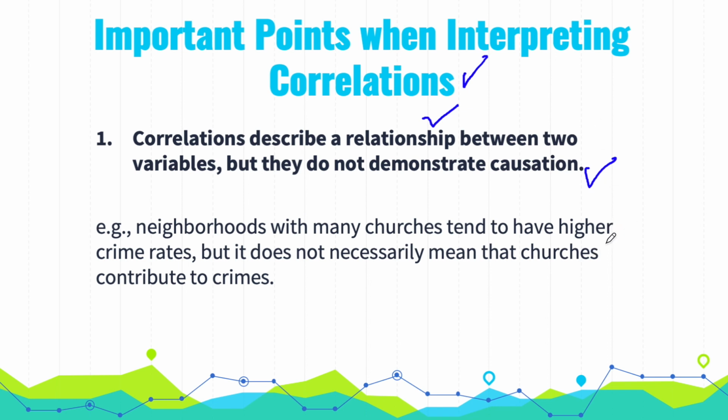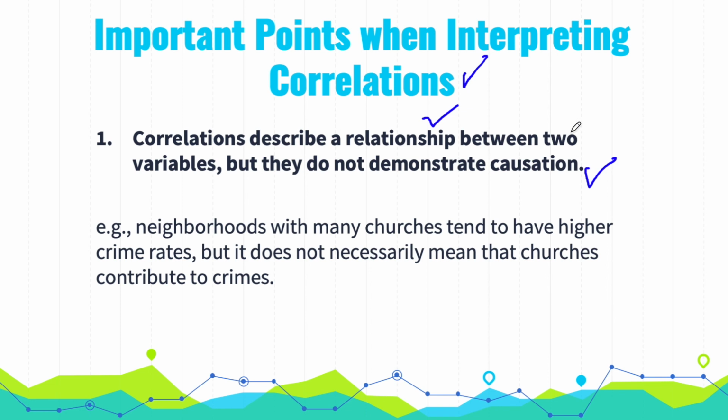So here's an example. Neighborhoods with many churches tend to have higher crime rates, but that doesn't necessarily mean that churches contribute to crime, right? What we know socially is that neighborhoods that have many churches often have more people, and more people can go to those churches, meaning that there would be a higher incidence of crime.